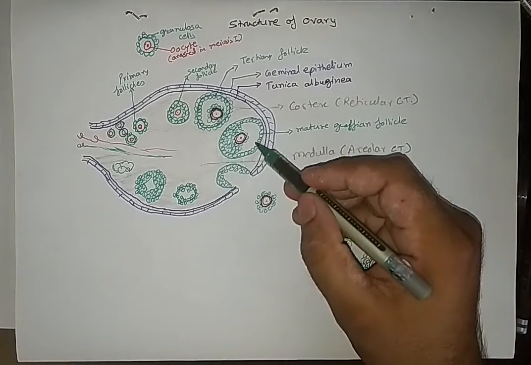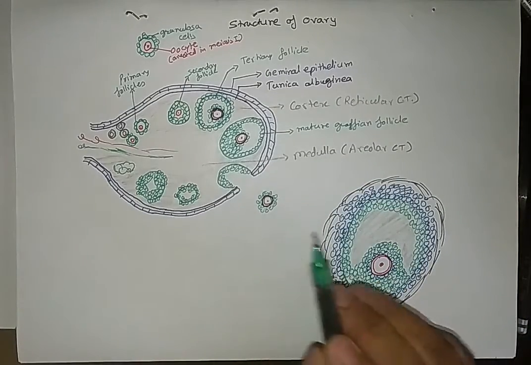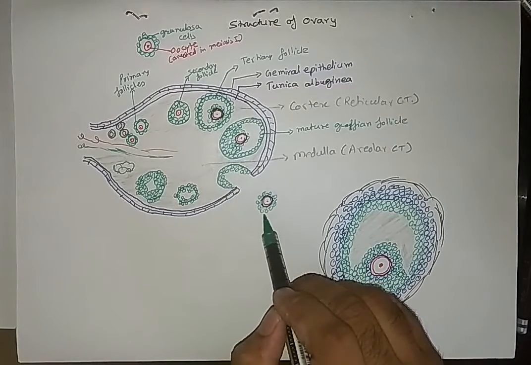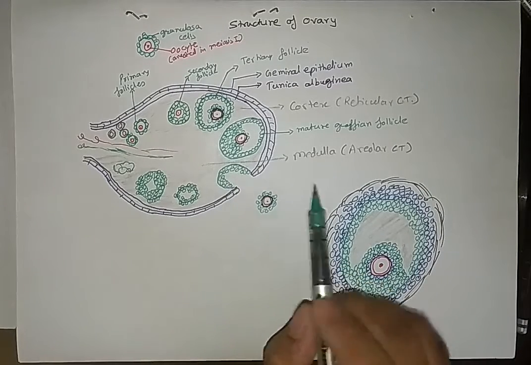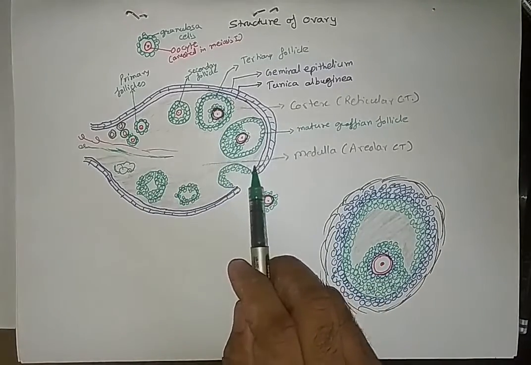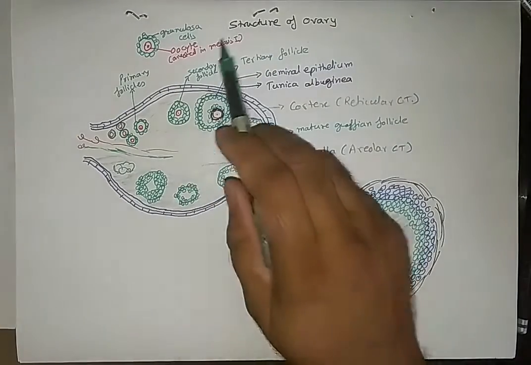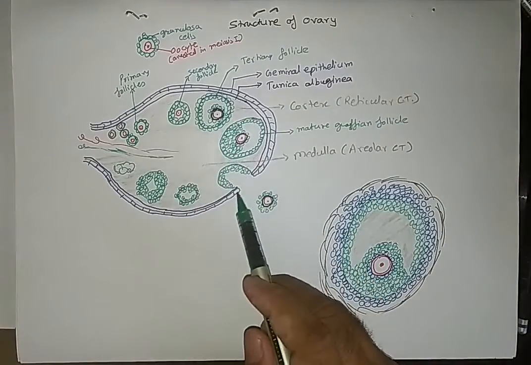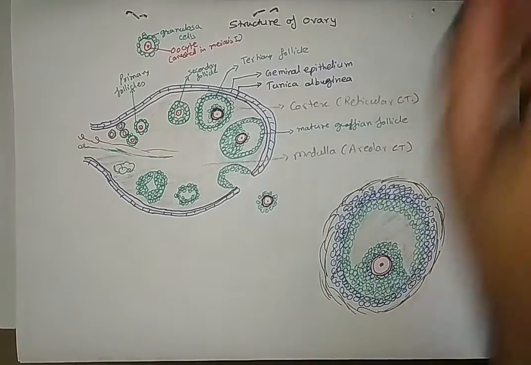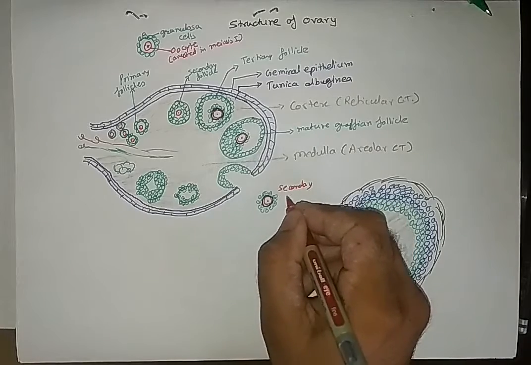Once this Graafian follicle is mature, ovulation happens. What is ovulation? Ovulation is basically the release of the ovum, or the release of the secondary oocyte. From primary follicle to mature Graafian follicle, the primary oocyte converts into the secondary oocyte. That means meiosis 1 is completed during this phase and it gives rise to the secondary oocyte. So whatever is coming out is a secondary oocyte.